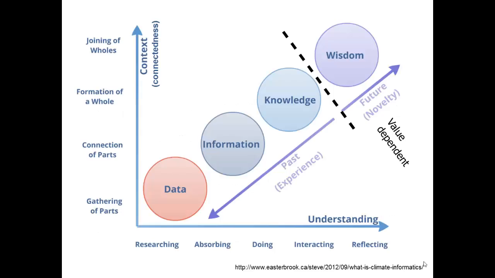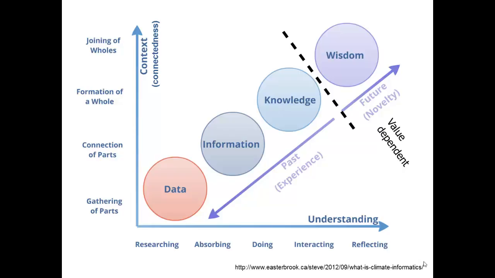So here's yet another schematic diagram of these things. Rather than this pyramid, it's on a scatter graph. Basically, we've got two axes here, from connecting of parts, formation of a whole, and as they've called it, joining of the whole up there. So as you move through data, information, knowledge to wisdom, you're creating larger and larger structures, views, and concepts around your information, from the smallest components to holistic views of how systems operate.